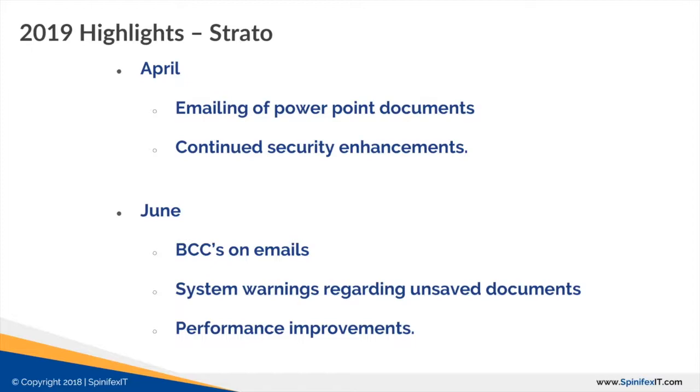And then finally, our end of June release added the ability to include a blind copy recipient on all emails sent from Strato. Plus, we added system warnings when users preview documents that have not been saved. For the blind copies, you will need to make an entry in the SMTP settings configuration found in the Strato admin tool. It's there you will enter the email address that you want blind copied on the emails sent from Strato. The idea behind that is it gives companies a way to track the emails being sent if desired.